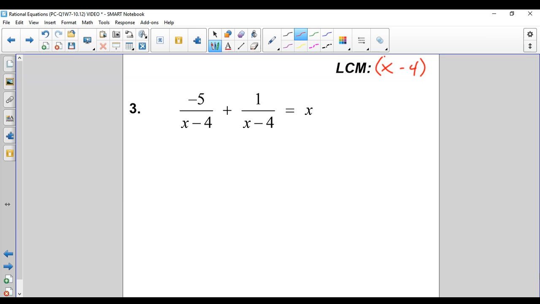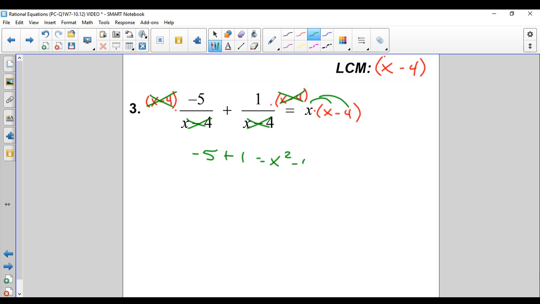So we need to multiply every single term by x minus 4. So nice things happen here. Don't forget the right side, that's easily forgotten. Left side with the fractions, the x minus 4's wipe out completely. So all you're left with is negative 5 plus 1. That's it. Right side, you gotta distribute.